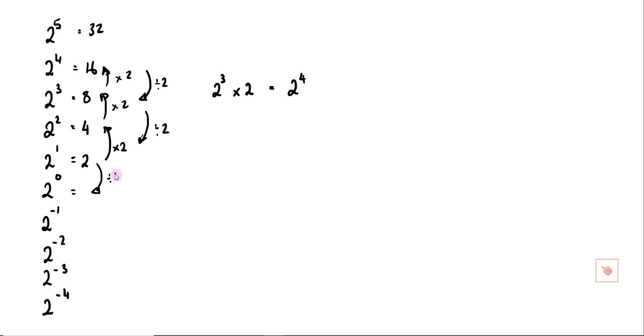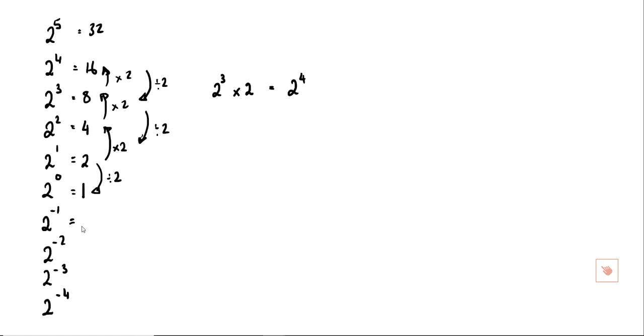So divide 2 by 2, I get the answer 1, not 0. That leads us to the conclusion that every single number to the power of 0 must be 1. Why? You're dividing the base by the base. Anything to the power of 1 is itself, and to go to the power of 0, you've got to divide it by itself. So that leads us to the conclusion that anything to the power of 0 is 1. We keep going.